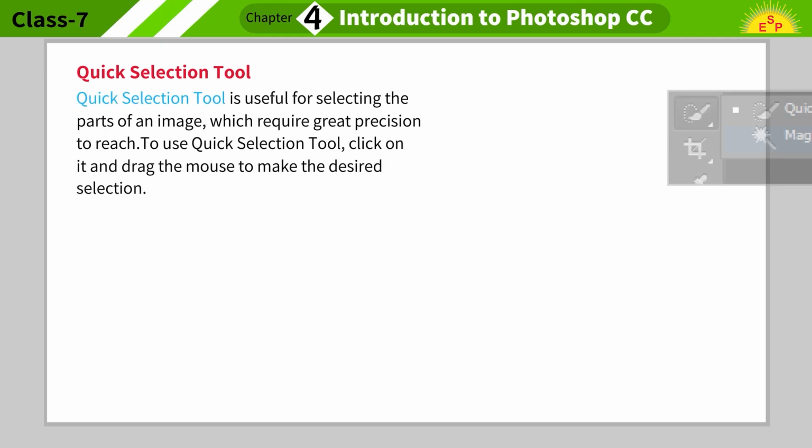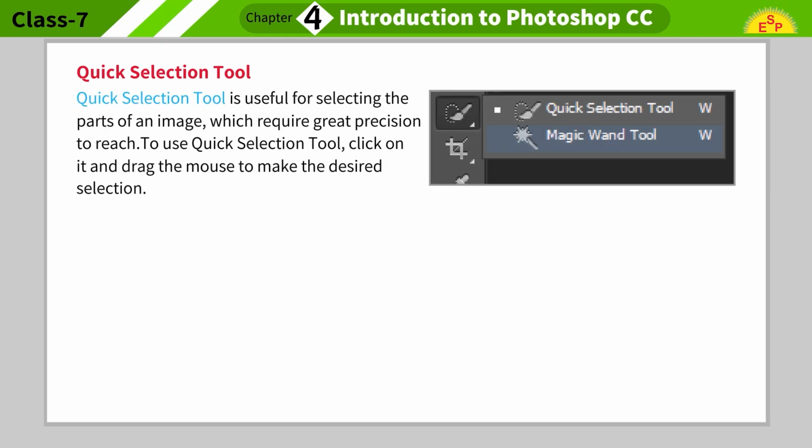Quick Selection Tool. Quick Selection Tool is useful for selecting the parts of an image which require great precision to reach. To use Quick Selection Tool, click on it and drag the mouse to make the desired selection.